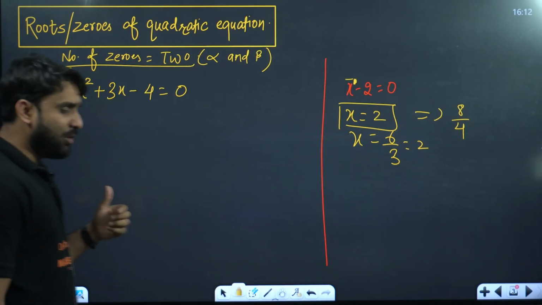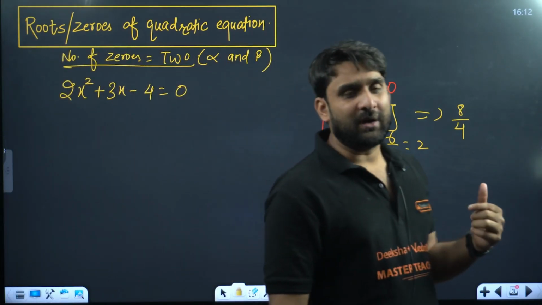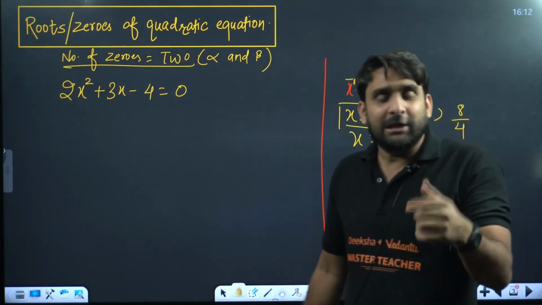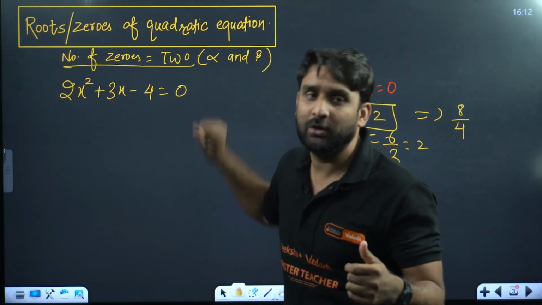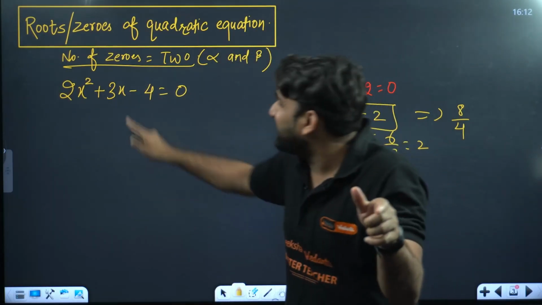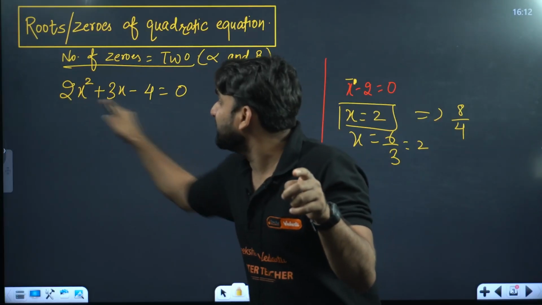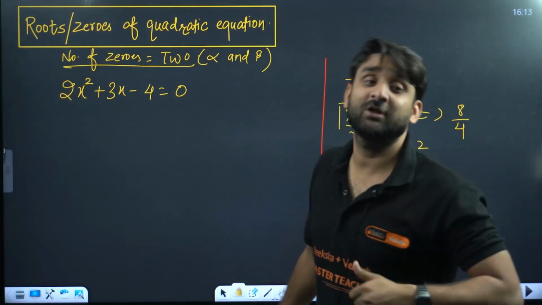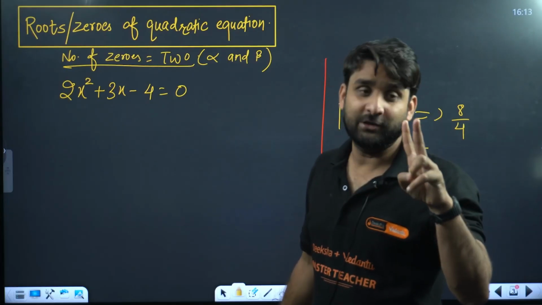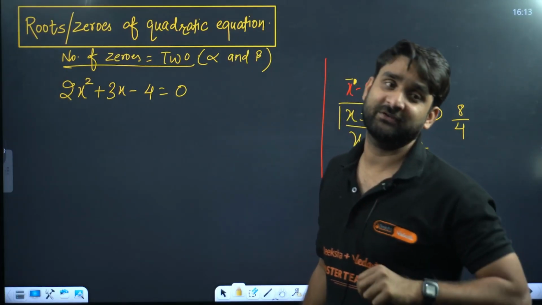Now, at what value of x will this equation be satisfied, equal to 0? What should we put in place of x so that the result becomes 0? What should be the value of x? So there are two values. There will be two values of x.